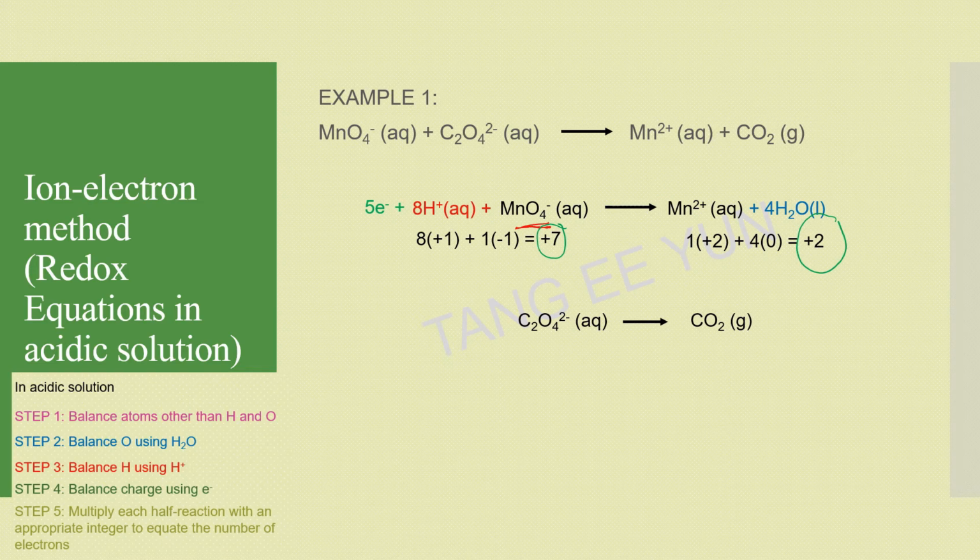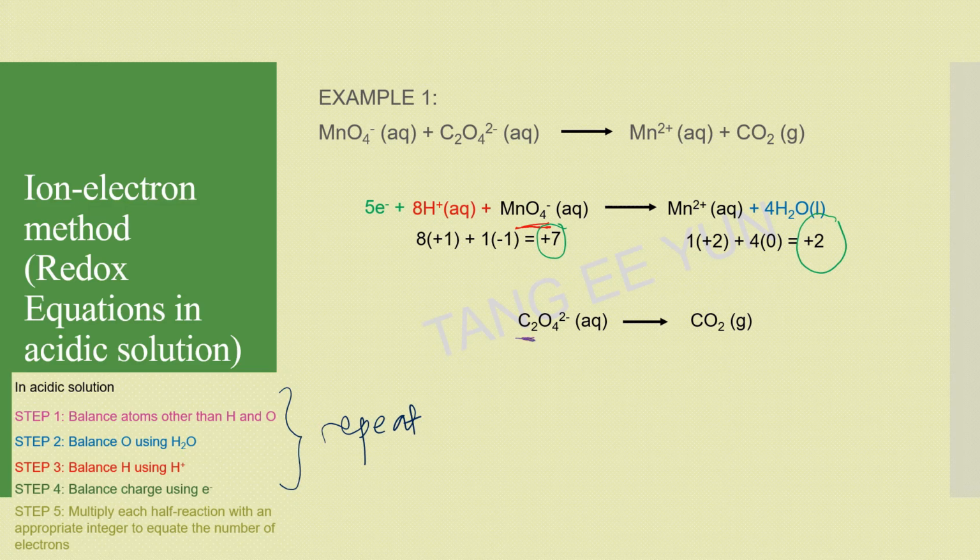Before we move on with step 5, we must repeat steps 1, 2, to step 4 for another half equation. Then only do we do step number 5. Okay, so now another half equation. Again, we need to balance atoms other than hydrogen and oxygen first. And for this half equation, the other atom is the carbon.